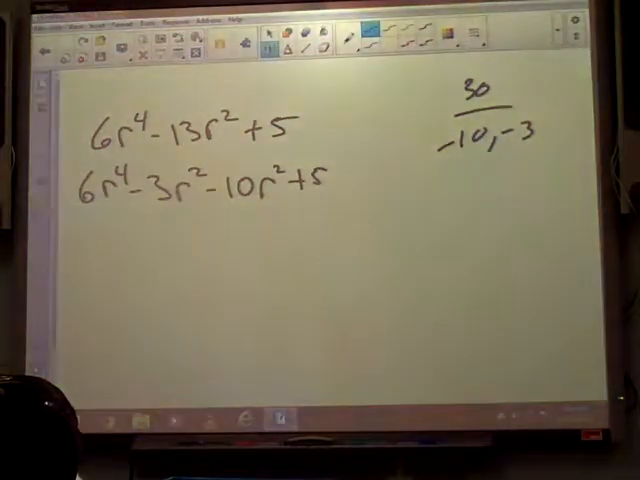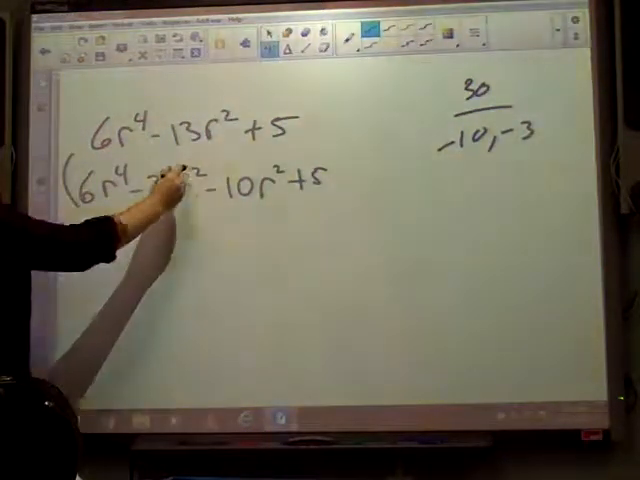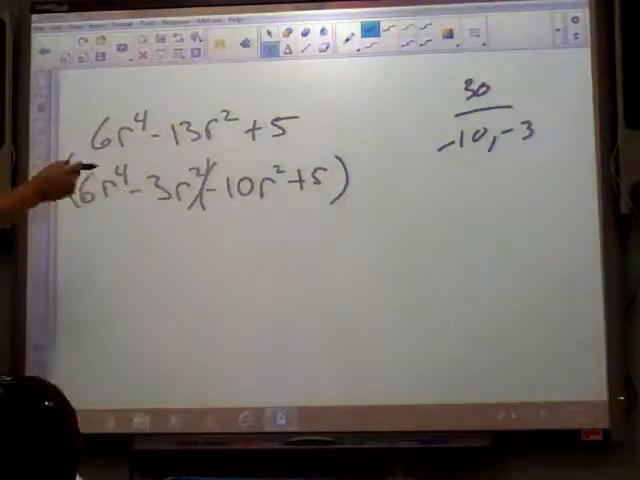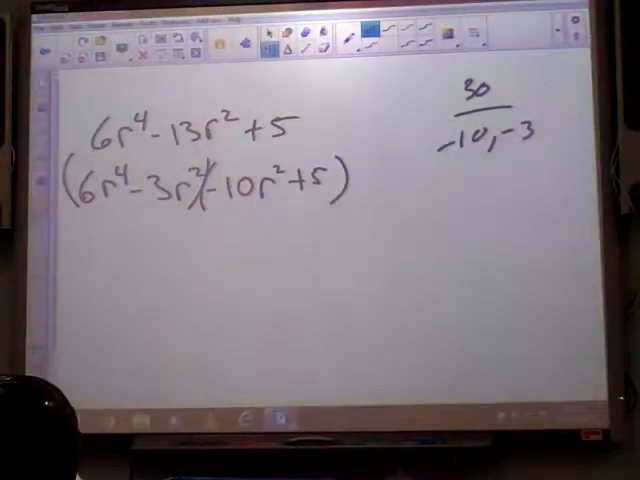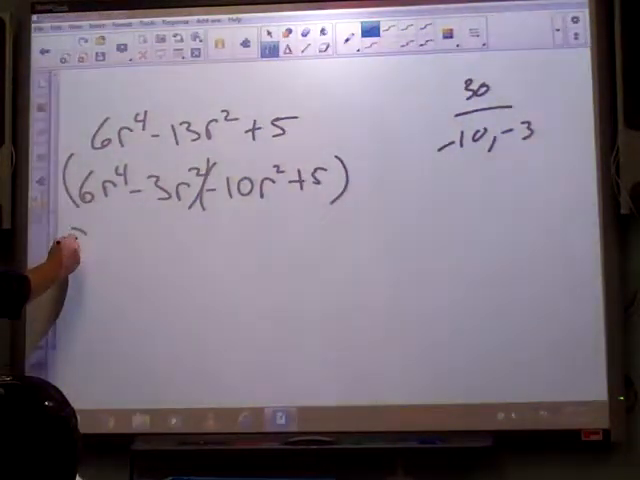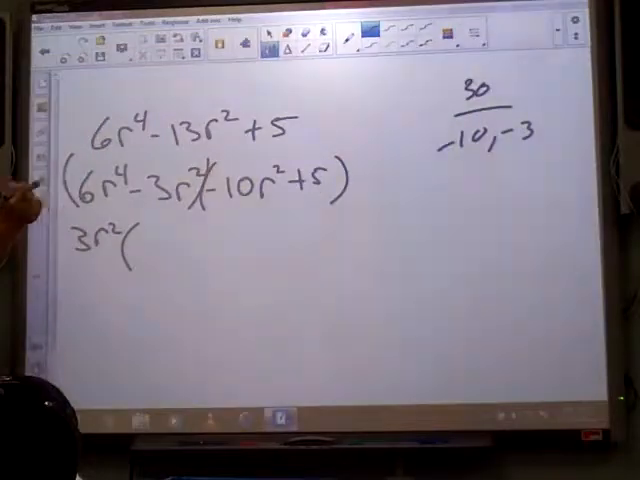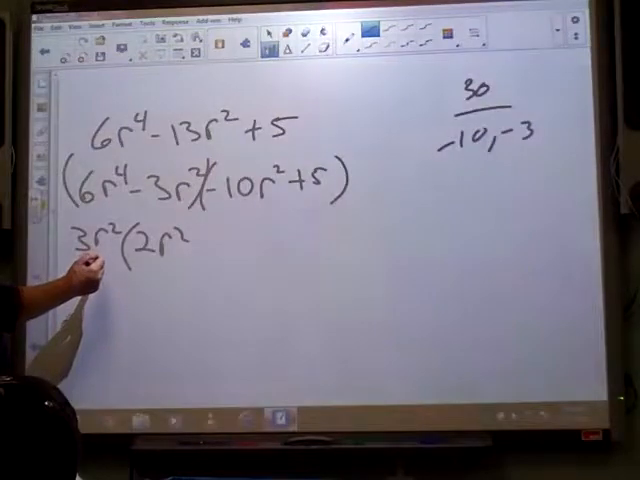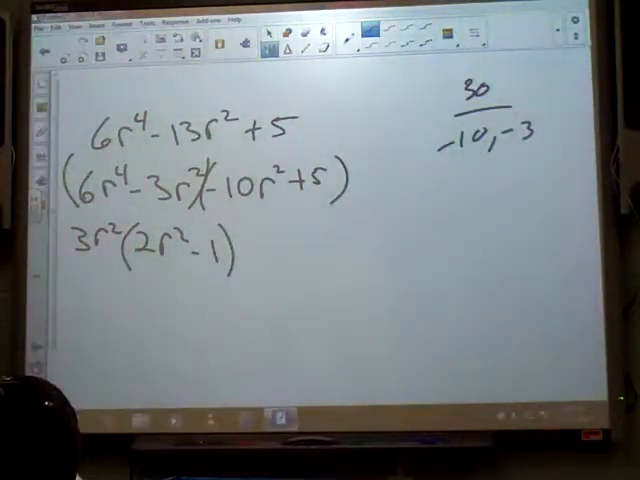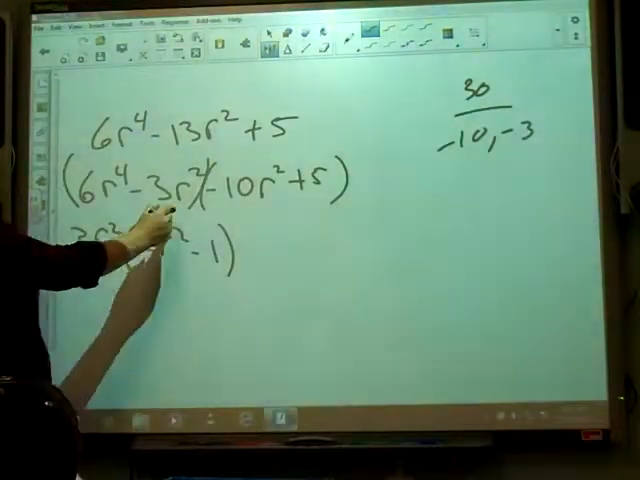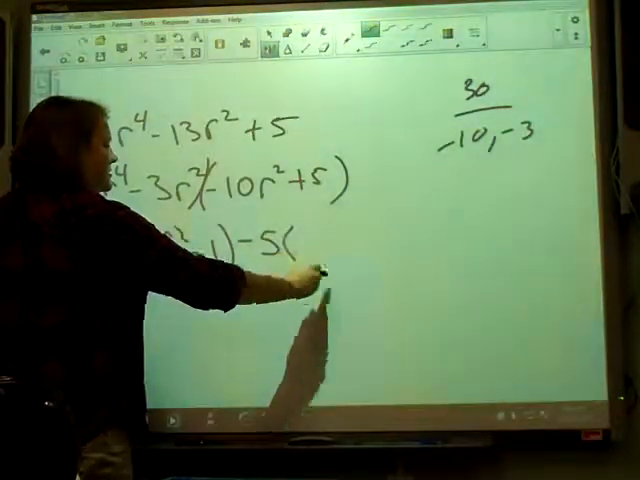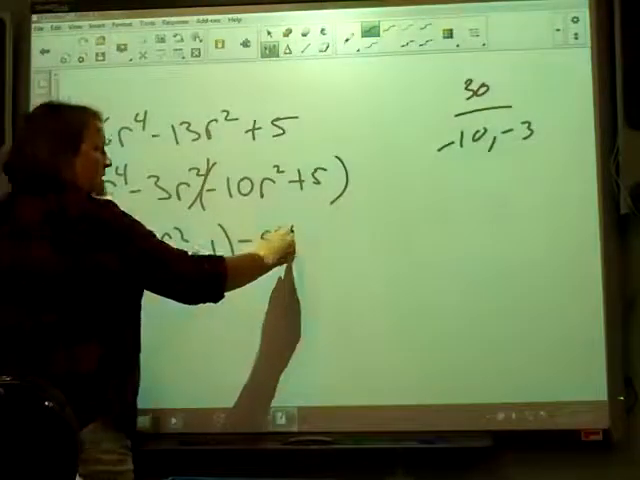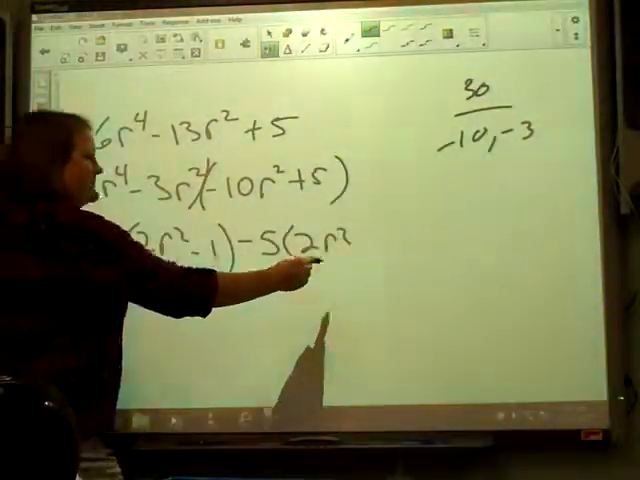All right, any other before we group it? Solid group. What's my GCF for that first group? 3r squared. That's what you did, I know. That leaves you with 2r squared. What's 3r squared divided by 3r squared? 1. Minus 1. All right, well, we need to take out the second one that would also leave us a 2r squared minus 1. Negative 5, because we need those signs to change. Negative 10 divided by negative 5, that's a positive 2r squared, and 5 divided by negative 5 is a negative 1.